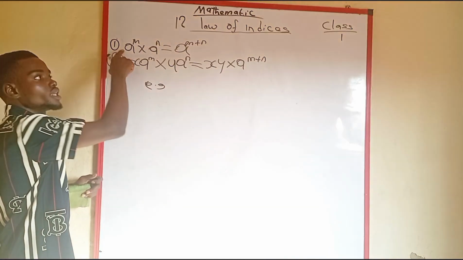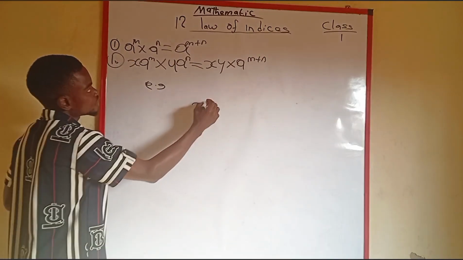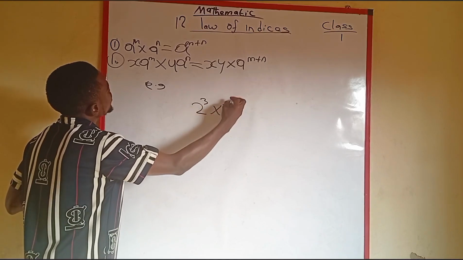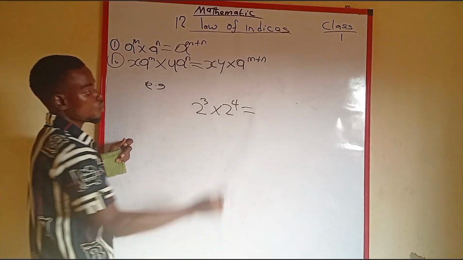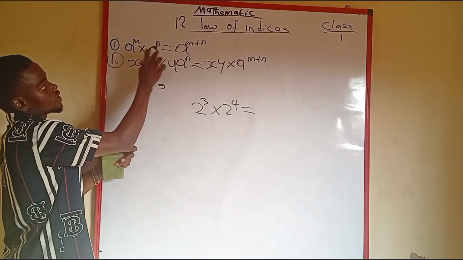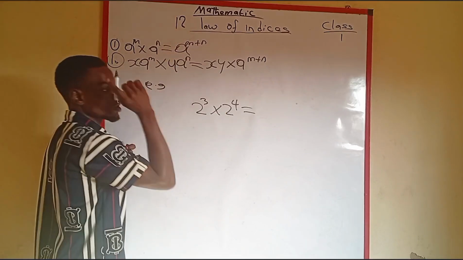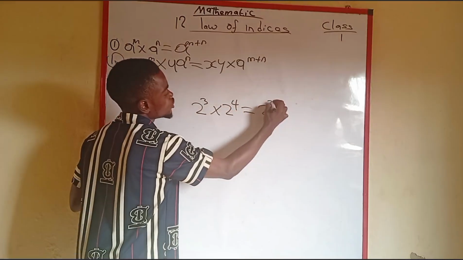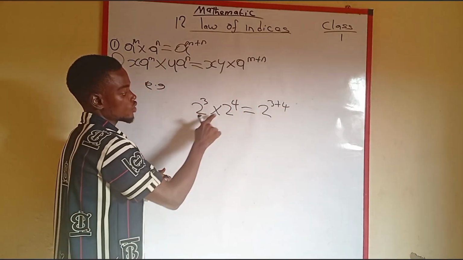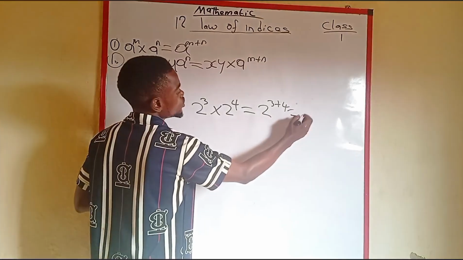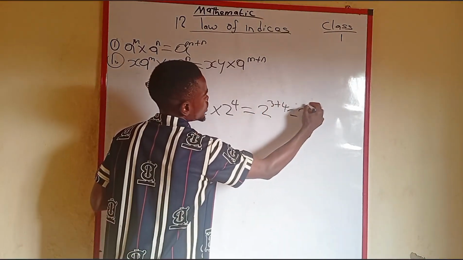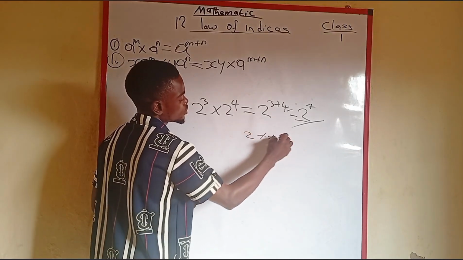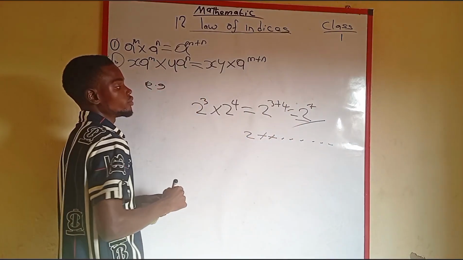Example using the first law. Now if I have 2 to the power 3 multiplied by 2 to the power 4, this is going to give me, since the bases are the same, 2 and 2, I'm going to call it one base, which is 2, and the powers, which are 3 and 4, I'm going to add together. Why? Because they are multiplying. So this is going to be equal to 2 to the power 3 plus 4, which is 7. All right, this is our answer, or you can go on to simplify, which is 2 times 2 up to 7 places.